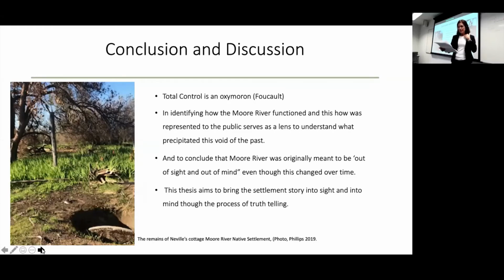My conclusion will explore the notion of the Great White Silence that saw Aboriginal past excised from the public narrative, and in identifying how the Moore River native settlement functioned and how this was represented to the public serves as a lens to understand what precipitated the silence in the past. Moore River was originally meant to be out of sight and out of mind, and even though this changed over time, this thesis aims to bring into sight and mind the process of truth-telling.